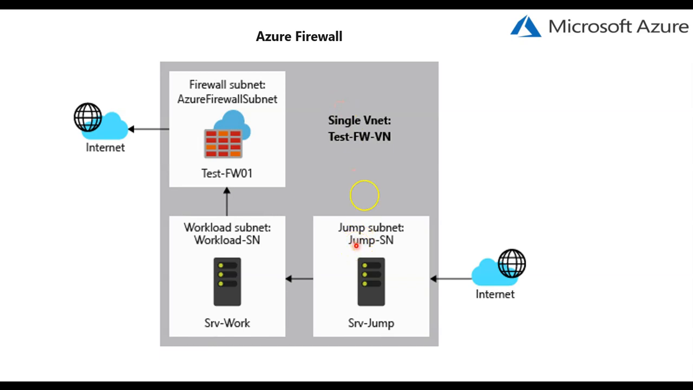Now, as a first step, I create the VNet and three subnets, and then I also create two Windows servers, and I also create a firewall. This workload server will not have a public IP. That means it does not have any internet connectivity.